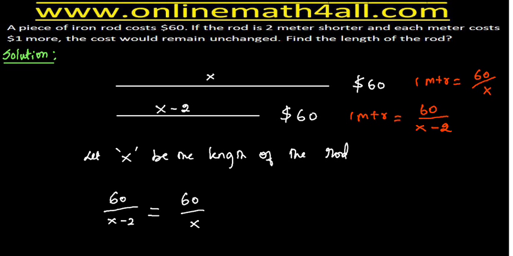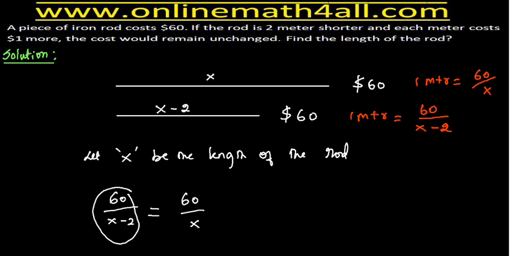Can I say these two values are equal? So the answer is no, because these two values, 60 over x-2 and 60 over x, cannot be equal. 60 over x-2 is 1 more than 60 over x, because 60 over x-2 is nothing but the cost of 1 meter of the rod 2 meters shorter. In the question it's clearly given that it is $1 more than the cost of 1 meter of the original rod. So 60 over x-2 is $1 more than 60 over x.